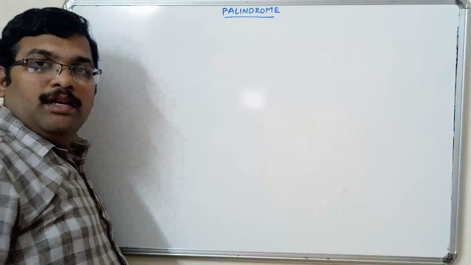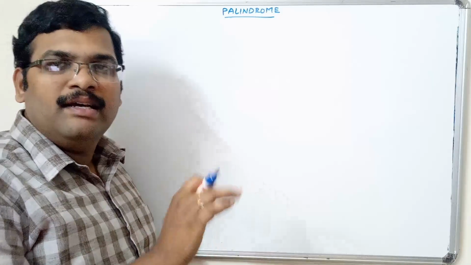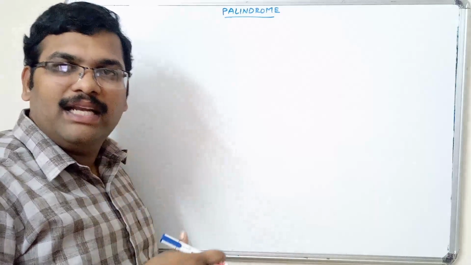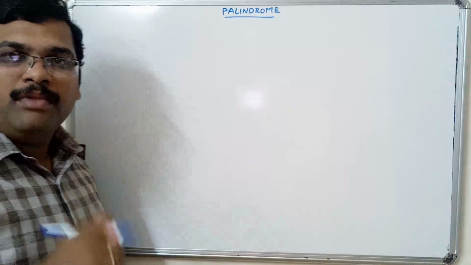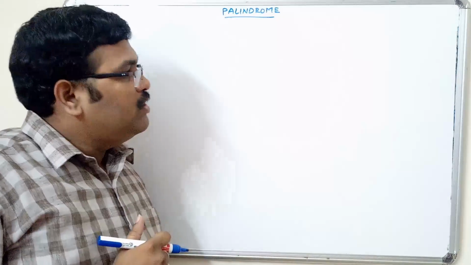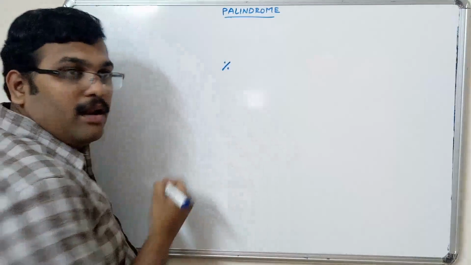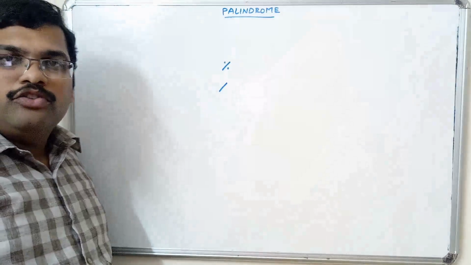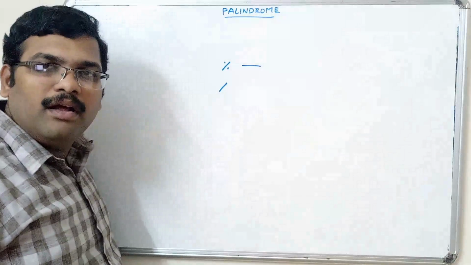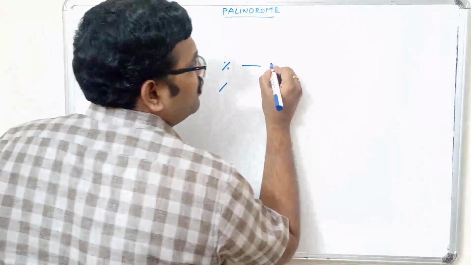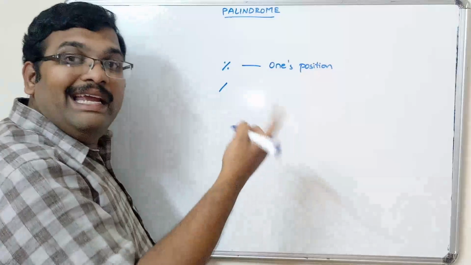So in this numerical palindrome, first we have to consider the number and then we have to reverse the given number. How to reverse the given number? How to get the reverse number? Here we will use two operators, the modulo operator and the division operator. If you apply the mod operator to any number, you will get the ones position, or we can get the individual digits of a given number.